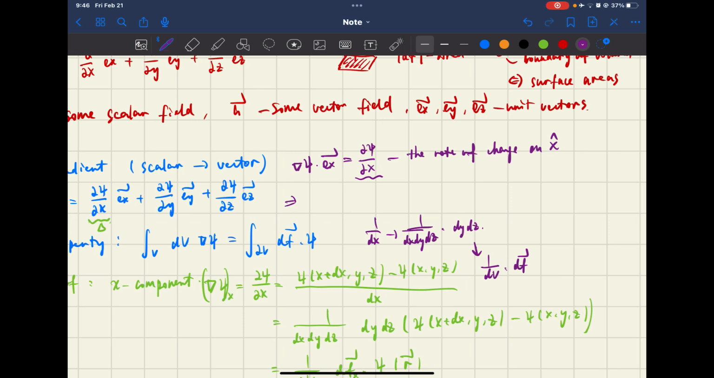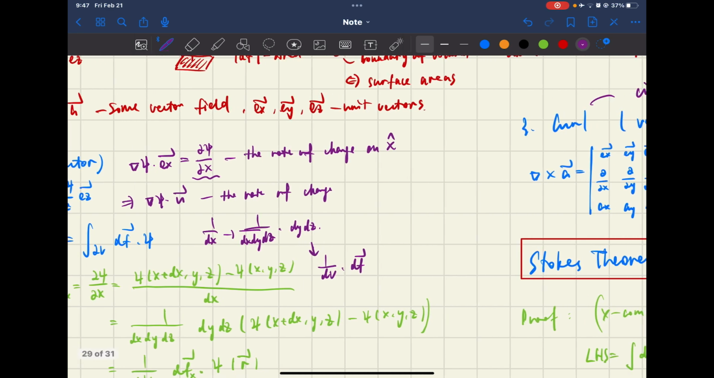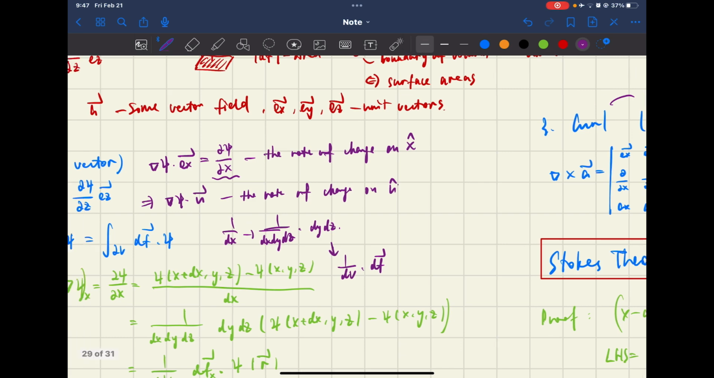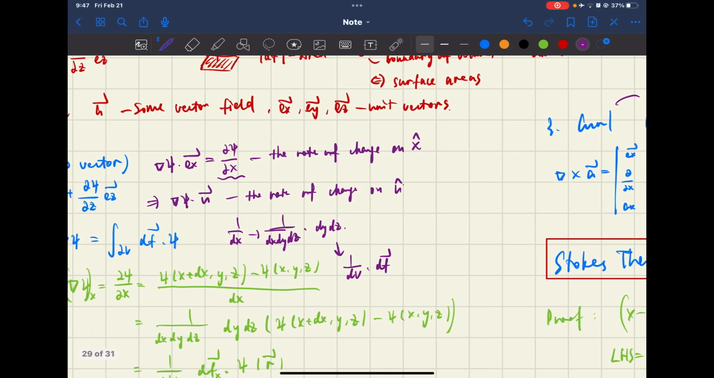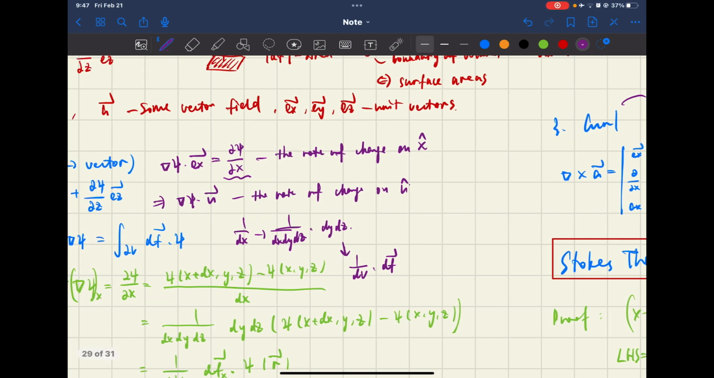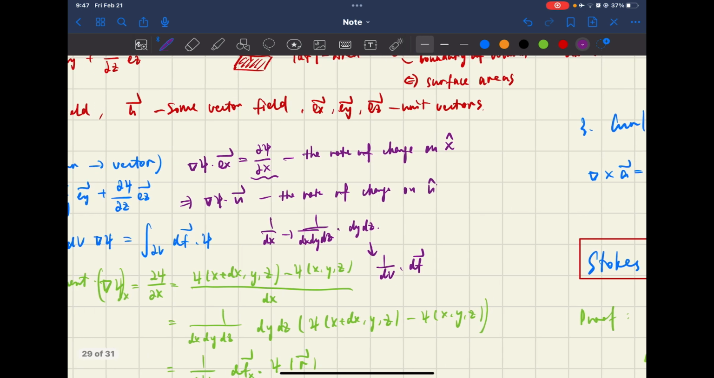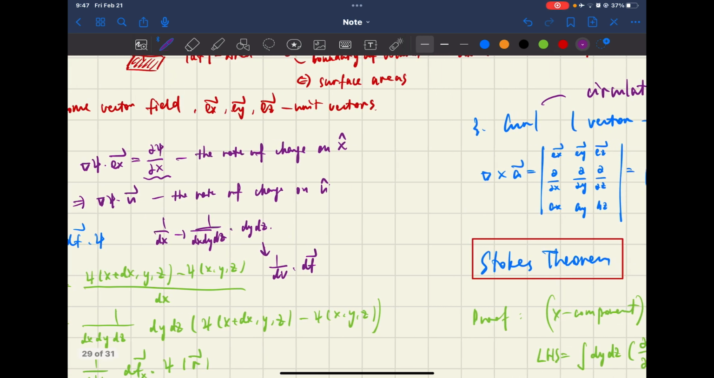Then we can derive that del phi times an arbitrary unit vector u in space is the rate of change of the scalar field phi in the direction of u. That's kind of an obvious thing, right? With this proven, we can now consider the maximum value of this expression, del phi times u.